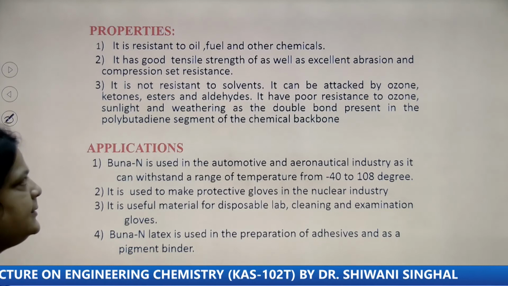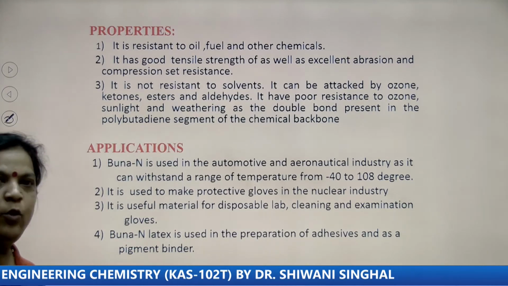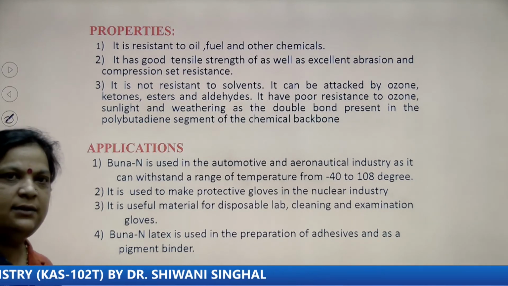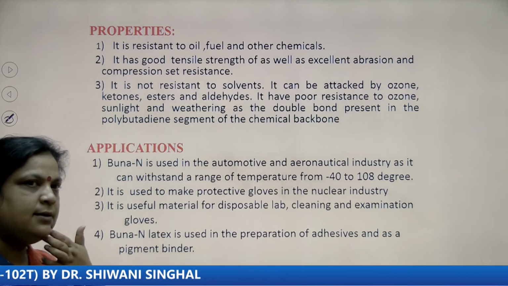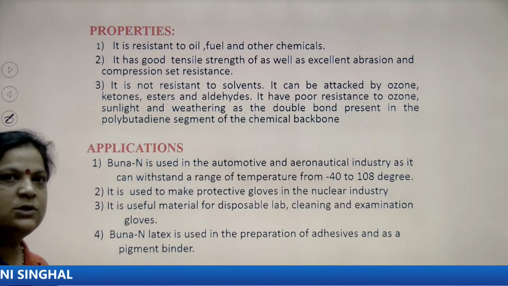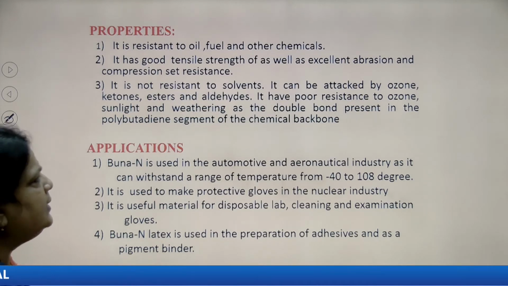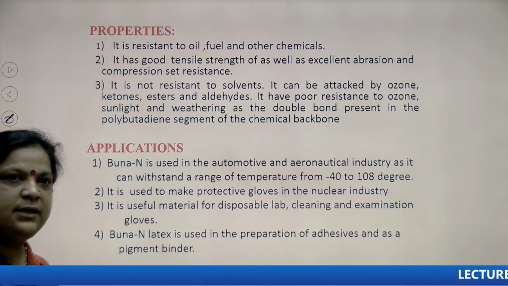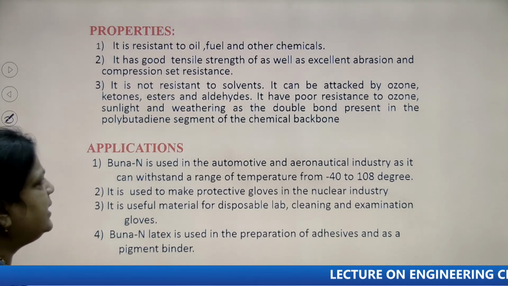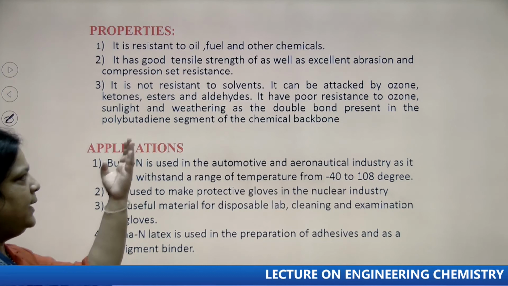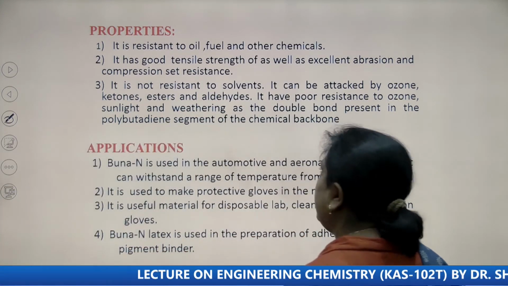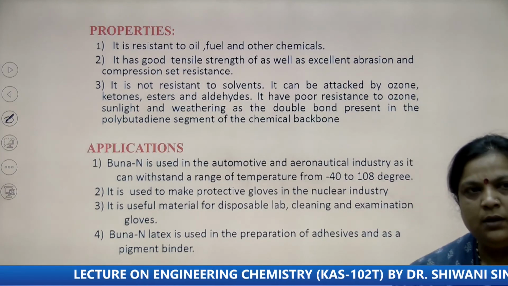Now, properties: it is comparatively more resistant to oil, fuel and other chemicals. It has good tensile strength, as well as good abrasion and compression set resistance, but it is not resistant to solvents. It can be attacked by chemicals, especially organic chemicals, ketones, esters and aldehydes, and it has poor resistance to ozone, sunlight and weathering. The reason behind this is the double bond present in the butadiene segment with the CN group.